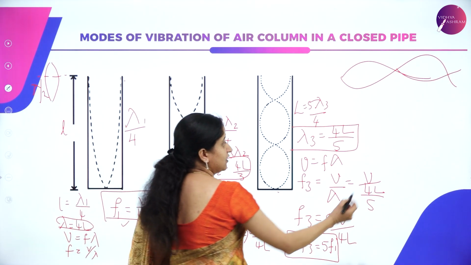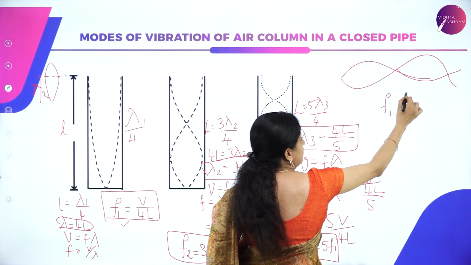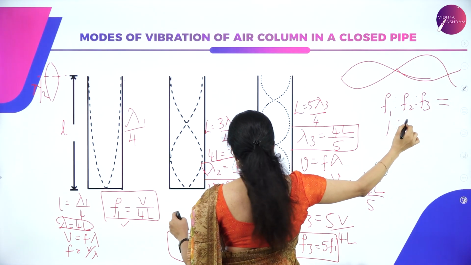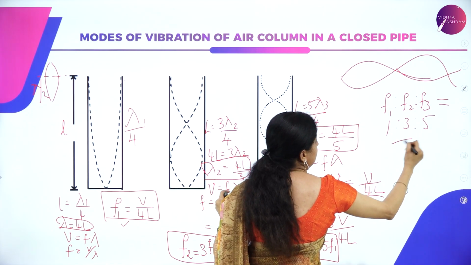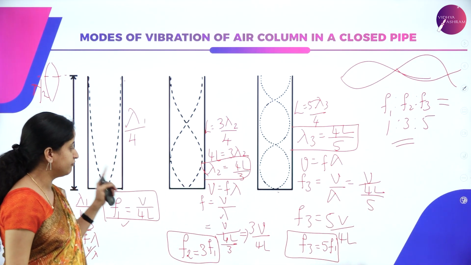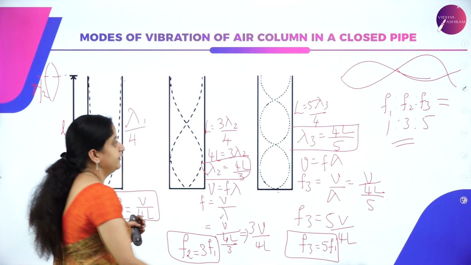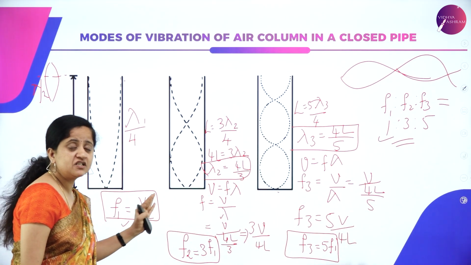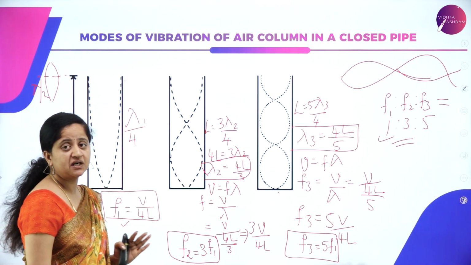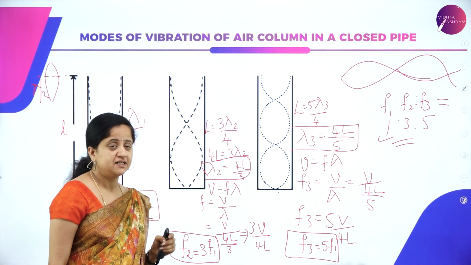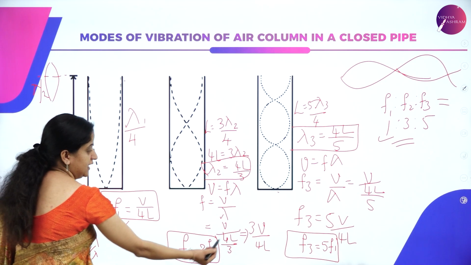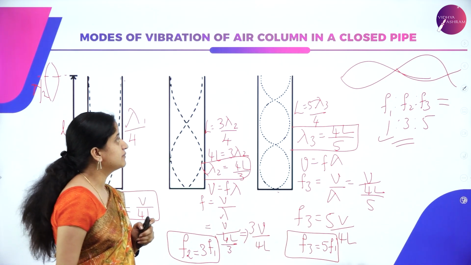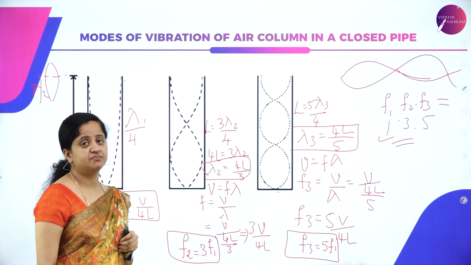So from these three concepts we can write F1 is to F2 is to F3 is equal to 1 is to 3 is to 5, which means in the closed mode of vibration we can observe the odd harmonics presence. It means in a closed pipe we can only observe the odd harmonics, that is 1 is to 3 is to 5. So this is the conclusion for mode of vibration of air column in a closed pipe.